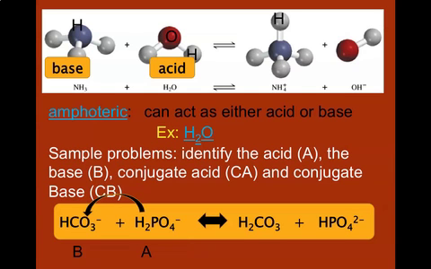On the other side, if you think about going in reverse, the H2CO3 would be giving back that hydrogen, so that makes it the conjugate acid, and HPO4 is accepting, so that makes it the conjugate base. The acid and base are always going to go on the left side of the equation, and the conjugate acid and conjugate base will go on the right.